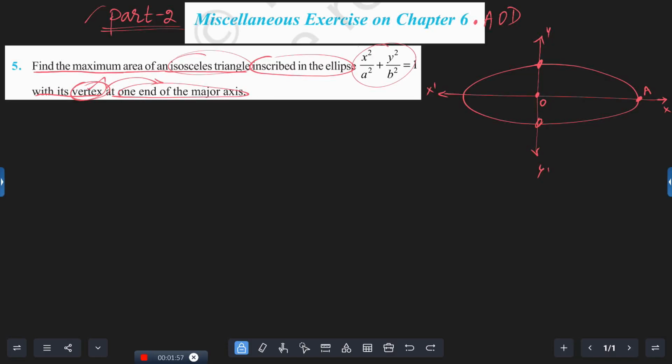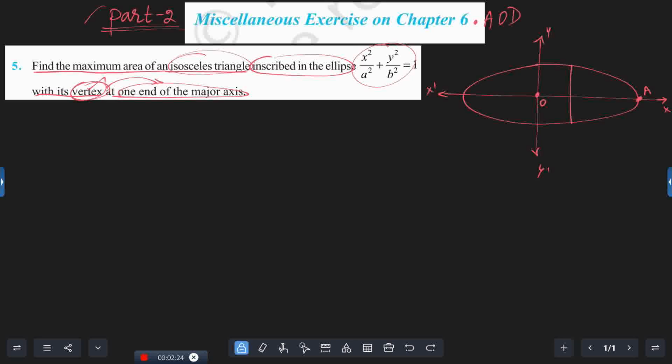The other two points should not be taken on the other axis, because they did not mention that the vertices must be on the minor axis. That thing they didn't use at all, so you should not voluntarily take the other 2 points on the minor axis. Here is the end point of the minor axis; that you should not take.